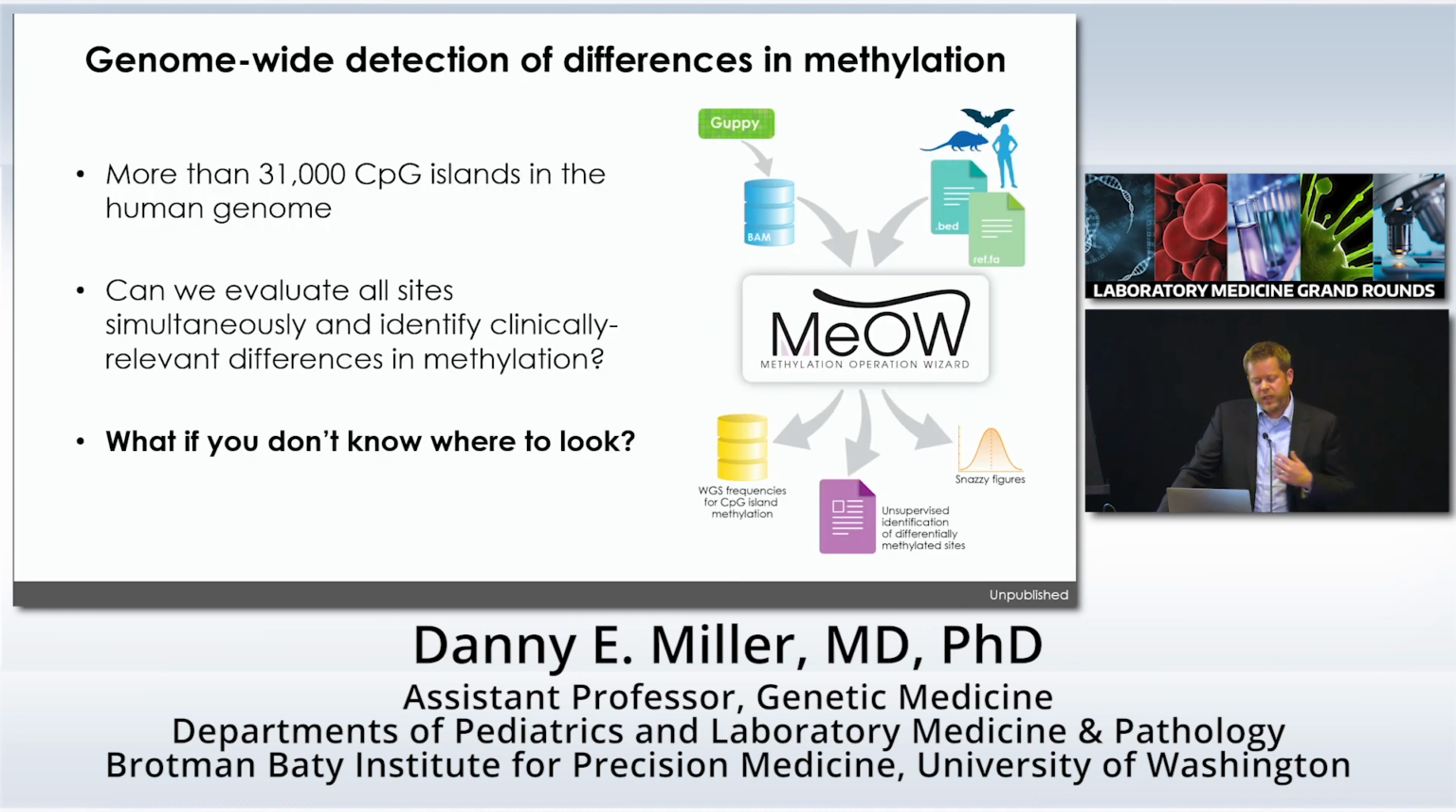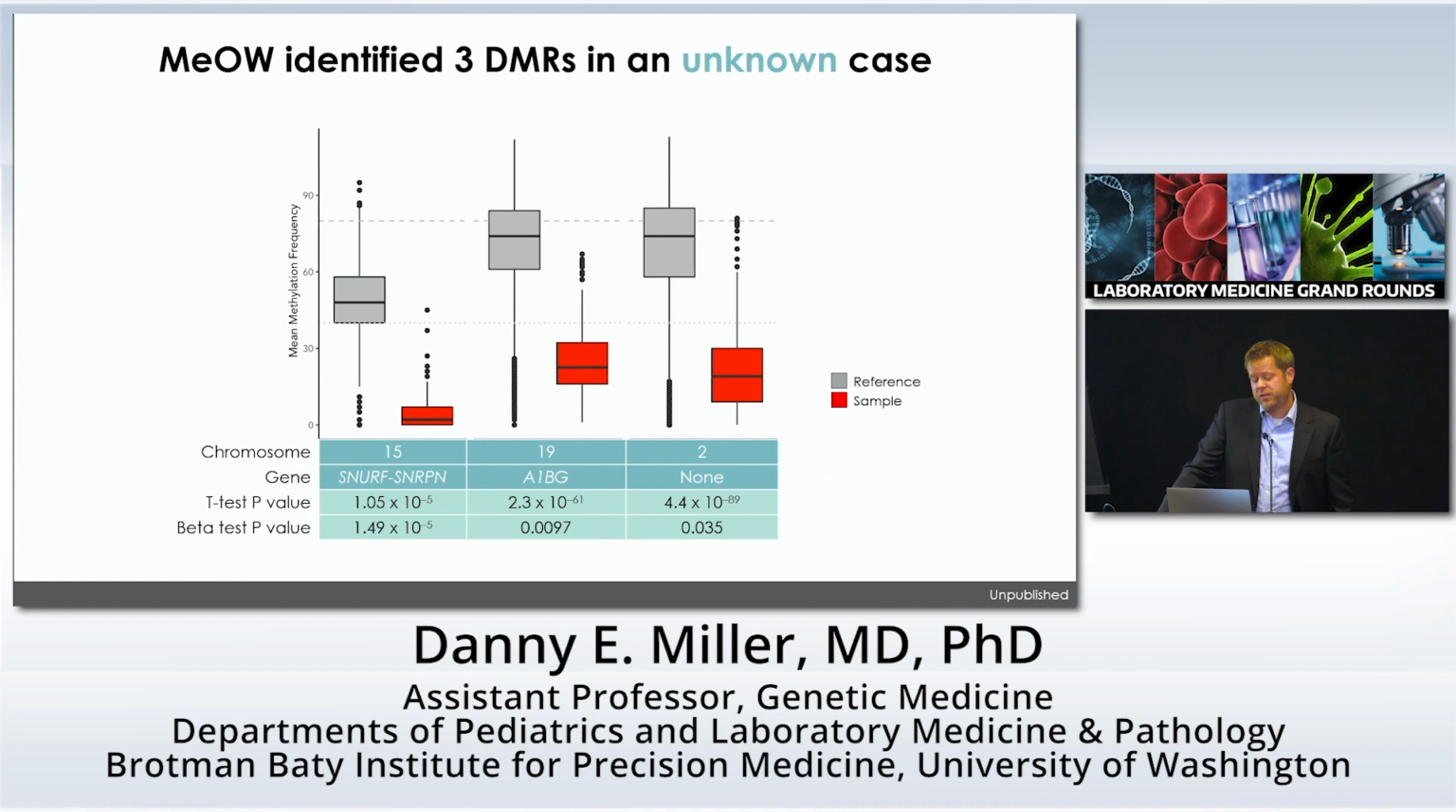But of course, one question that we have and that a lot of other people have as well is, what if you don't know exactly where to look when you're doing this testing? And that's a question that I put to Miranda. I gave her a case where I knew the disorder, but the question was, what do you find if you just look using methylation? So she ran the tool and found 3 differentially methylated CpG sites. One at SNRF-SNRPN, where there was hypomethylation, so the individual had essentially no methylation, whereas most individuals have about 50%. And then 2 other sites where you get some hypomethylation as well.